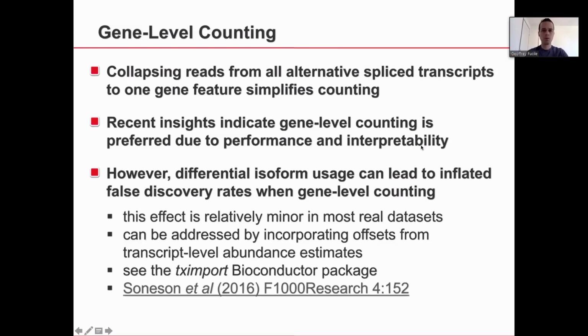Right, so gene level counting is preferred because it's more interpretable, and performance-wise it's much easier to do. So it's simpler just to drop multi-mapping reads and look at the gene level. You can have some problems with type 1, type 2 errors when we do gene level counting, but based on real and simulated data sets, it's a relatively minor effect. And if you want to be super accurate, this paper here talks about how to incorporate some offsets from transcript level estimates. This is a fairly advanced application, but if you're interested in the cutting edge of where RNA-seq is at, this is a good place to start.